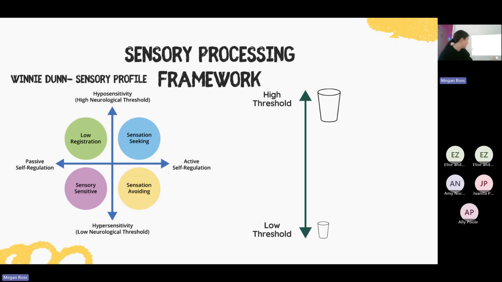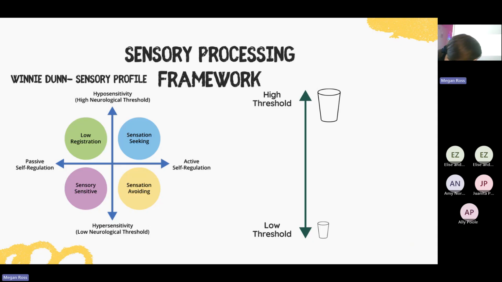So yeah, that is very briefly the rundown of Winnie Dunn's sensory processing framework. And the reason I wanted to pull out this high threshold, low threshold cup is that I find it makes more sense to people when we can use things like cups for analogies. So high threshold, we're thinking a big sensory cup. We need more sensory information to fill it. Low threshold, we have a small sensory cup. It doesn't take as much to fill it.